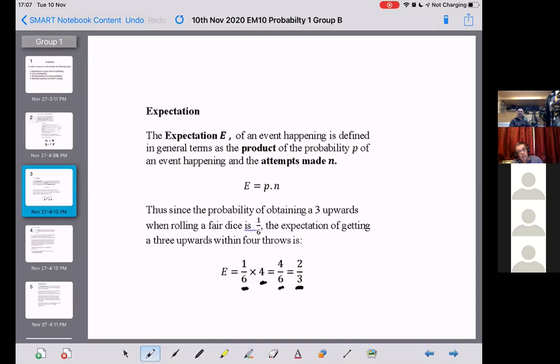Everyone happy with that? Yeah. Yep. All good. No dissenting voices.